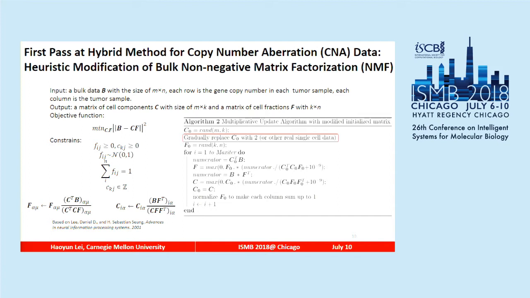The mathematical formula is that we would like to optimize C and F, trying to minimize the Euclidean distance between B and CF, with such constraints that each element in C and F should be non-negative, each element in F is normally distributed, each column of F should sum up to 1, and each element in C should be an integer.